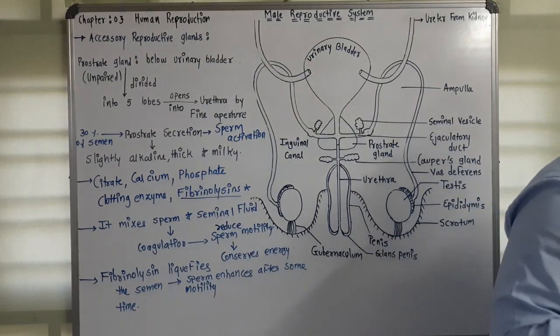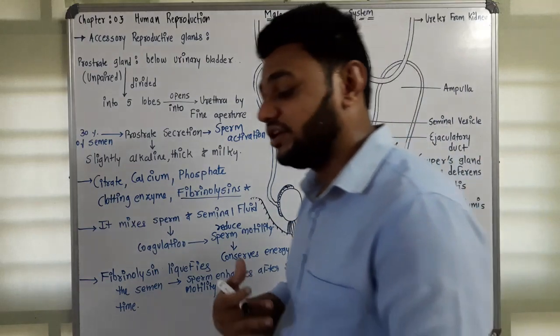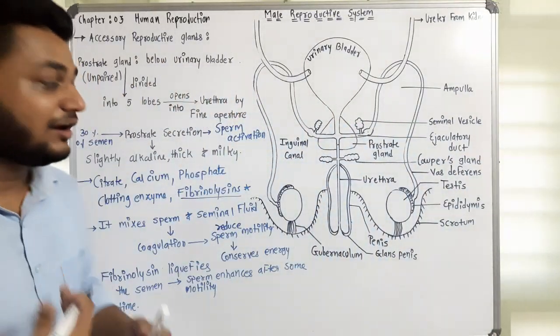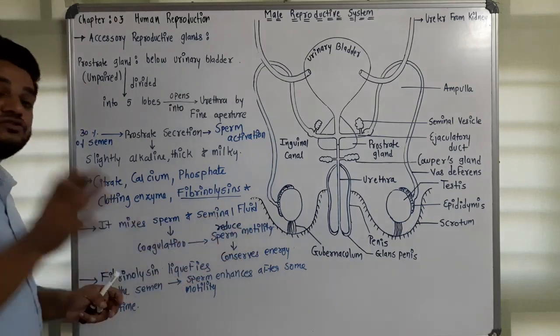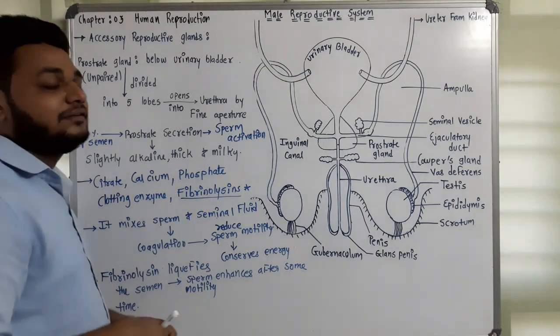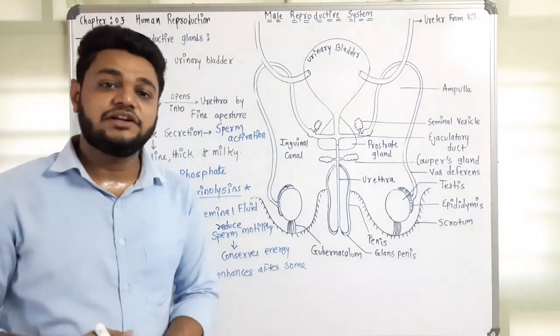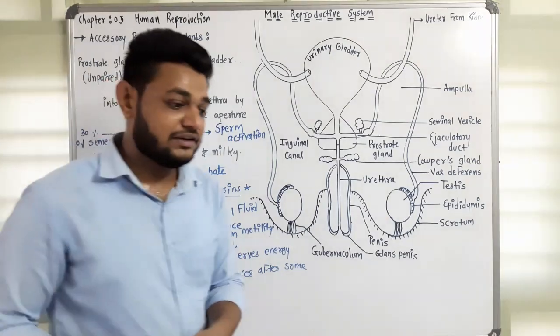So basically, sperm can now move from one place to another very easily because it is now liquefied. So this is very important. Initially it undergoes coagulation to reduce the energy consumption, and then again it is liquefied. Now we will discuss the bulbourethral gland or Cowper's gland.